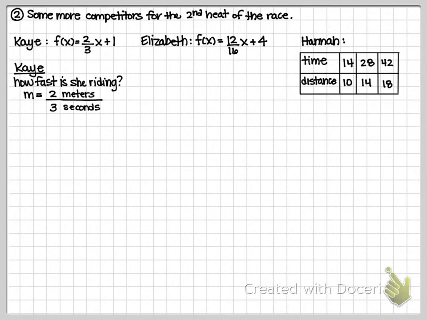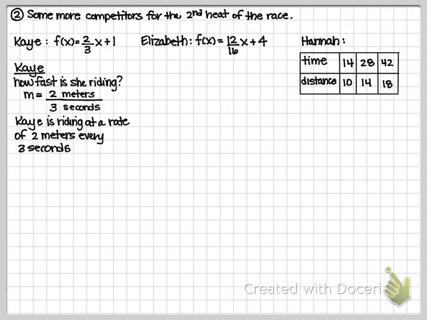So what we could say is that K is riding at a rate of 2 meters every 3 seconds. So 2 meters every 3 seconds. Okay, so that was one of the questions that we wanted to know.